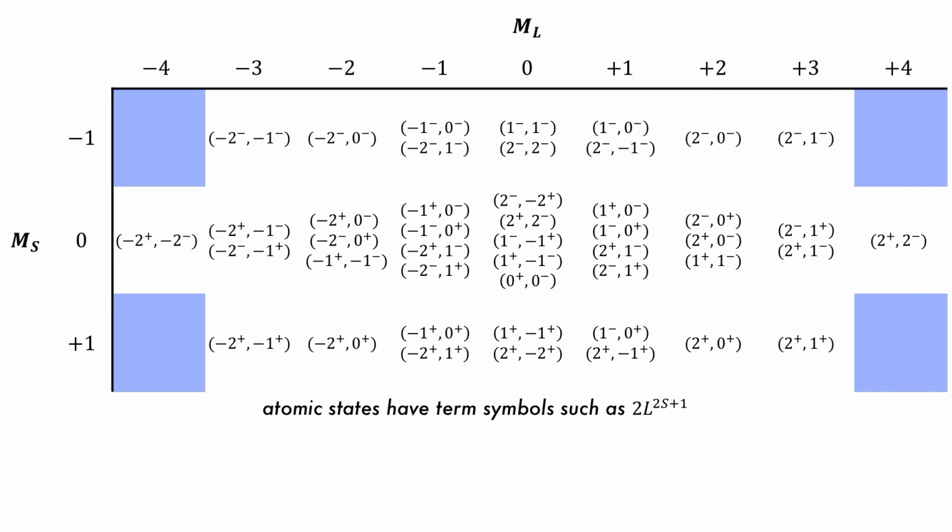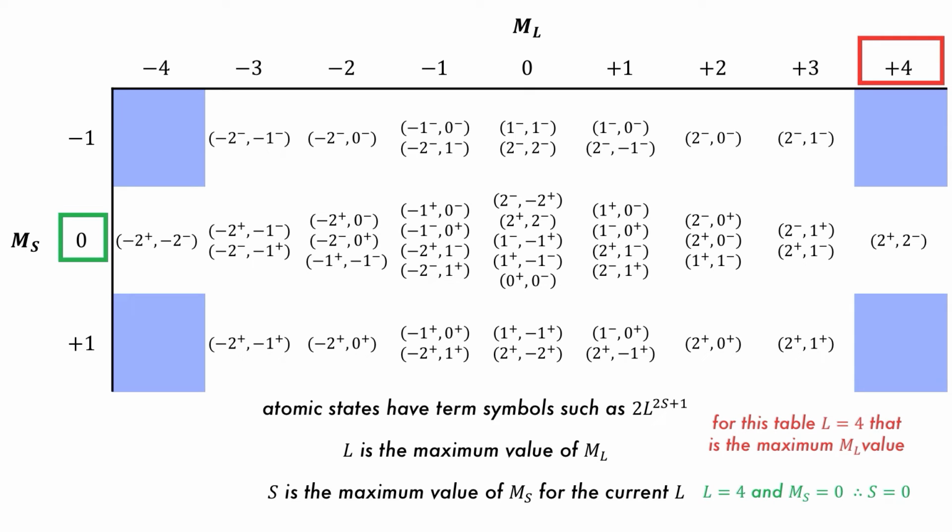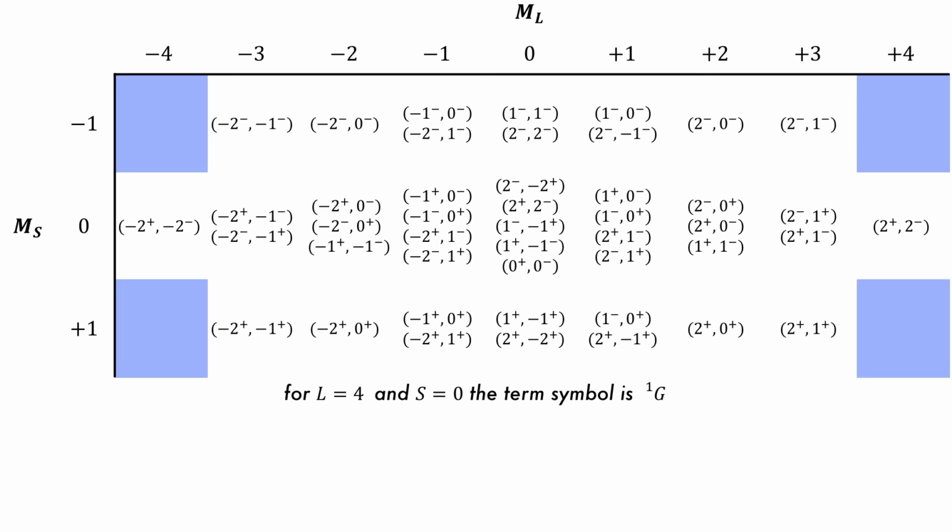The term symbol is defined by capital S and capital L. Capital L is the total orbital angular momentum of the atomic state and is given by Ml for that collection of microstates. The maximum value for Ml here is going to be 4 in this case, as there is only one microstate here, with an Ms value of 0. For this atomic state, the only possible Ms value is 0. Using the table shown earlier, we find that the term symbol for this atomic state is singlet G, because if S is equal to 0, then 2S plus 1 is 1, and G because G is the letter used to refer to the case when L is equal to 4.